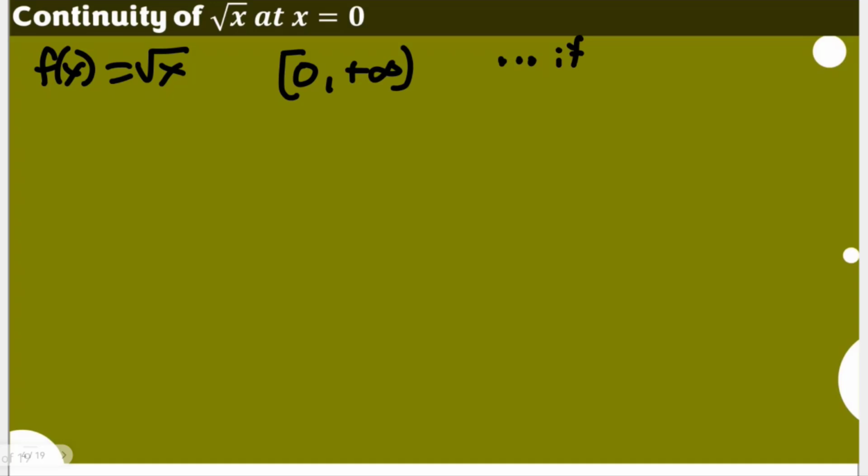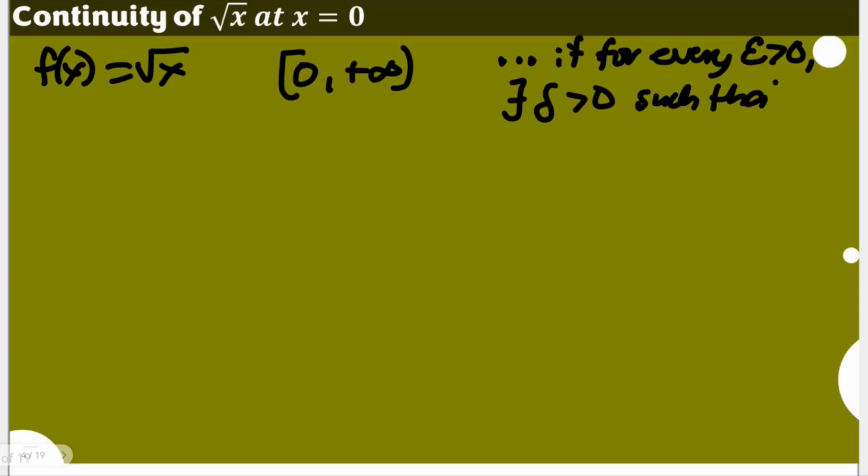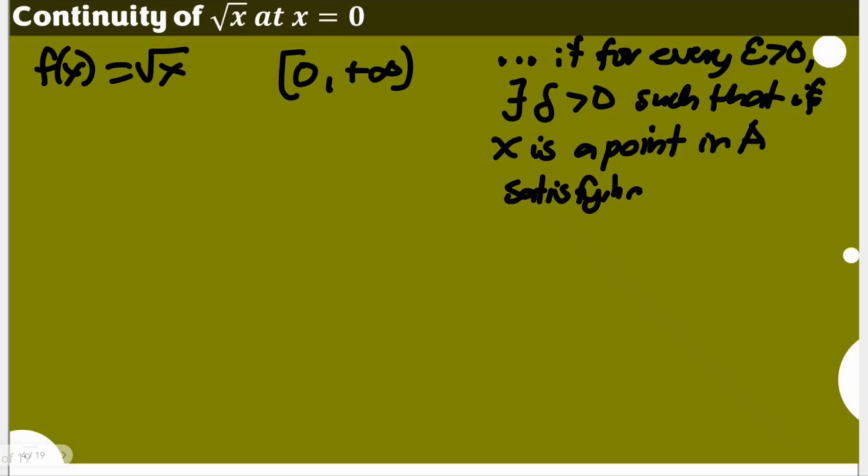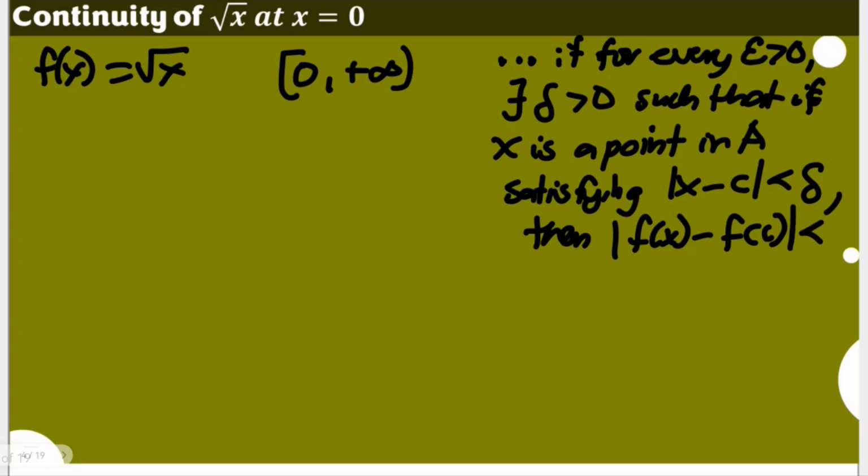If for every epsilon greater than 0, there exists delta greater than 0 such that if x is a point in A, a subset of real numbers, satisfying the distance of x and c less than delta, then we have f of x minus f of c must be less than epsilon. This is the portion of the definition.